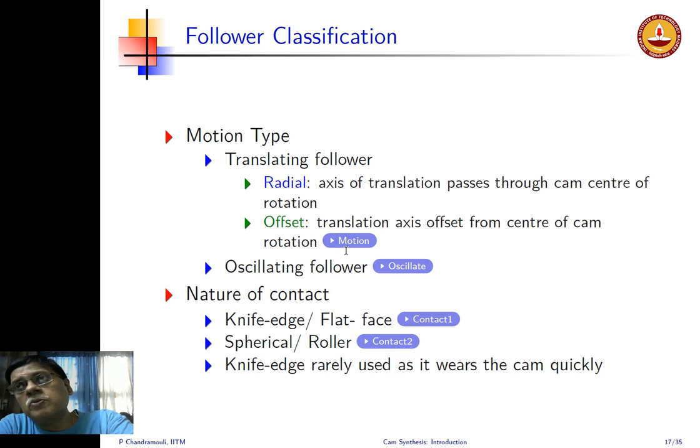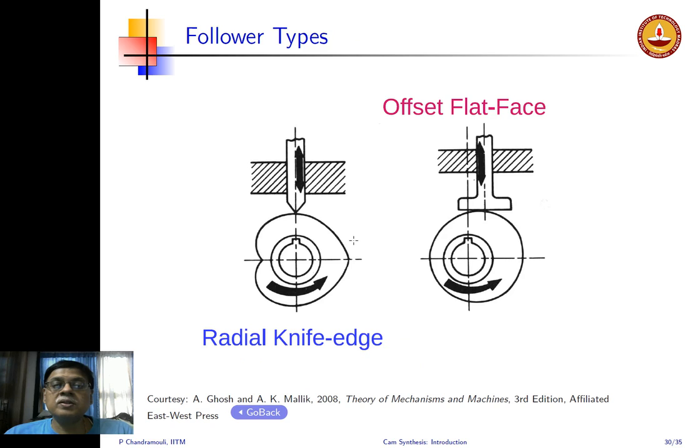The first thing is to classify the followers based on the type of motion. Most of the cases, as you will see, have a translating follower, so that's the typical case. But you can have what is called a radial translating follower, in which case the axis of translation passes through the center of cam rotation. So when this happens, we call that a radial follower. Now, if the translation axis about which it is translating back and forth is offset from the cam's center of rotation, then we call that an offset follower. And why we would do this will become clear as we do some of the synthesis aspects of it.